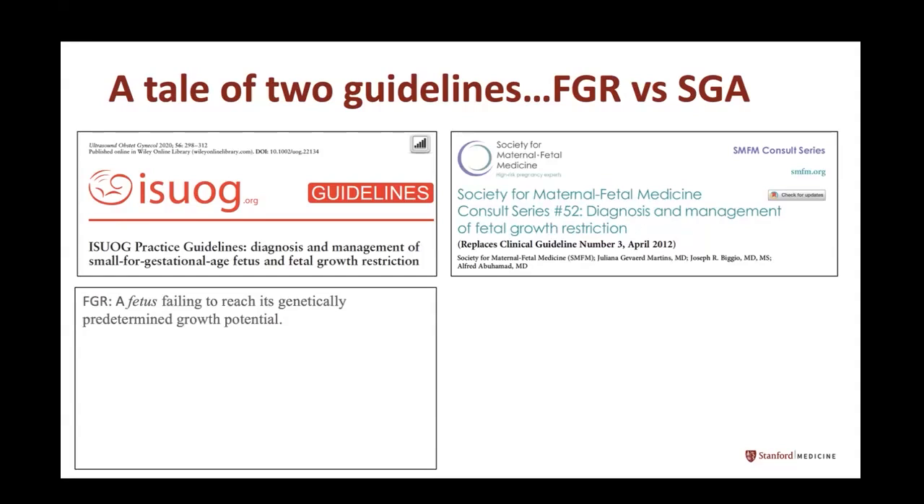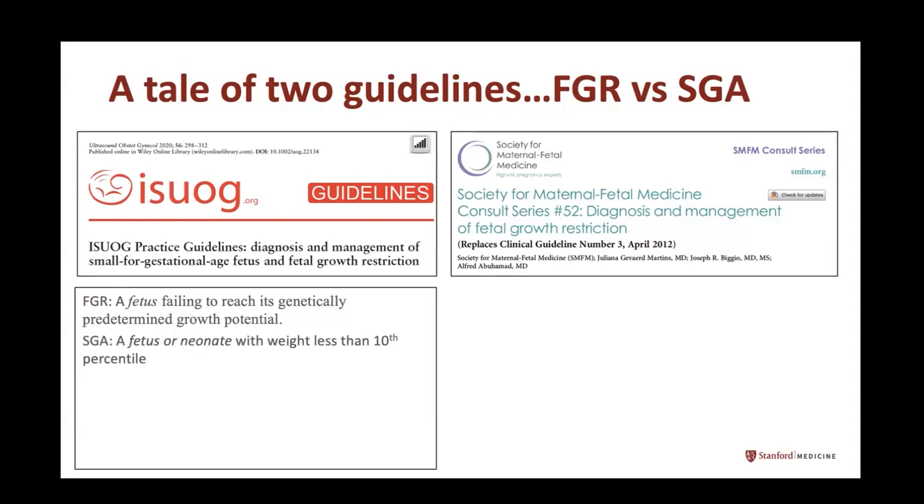So again, it's not that you have a fetus that is less than 10th percentile that is FGR. You can have a fetus that is 13th percentile, but its growth potential was meant to be 50th. So imagine a fetus where the parents are very large. Clearly, that growth potential is much higher than 13%.